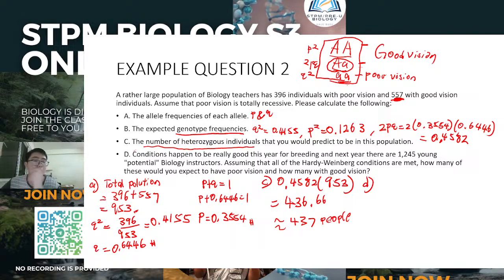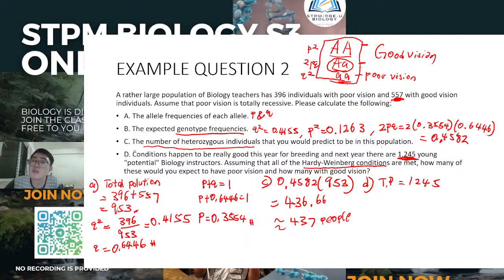Okay, next we proceed to part D. Part D is a longer question. Conditions happen to be really good this year for breeding, so next year there are 1,245 young individuals. Assuming that all of the Hardy-Weinberg conditions are met, how many would you expect to have poor vision and how many with good vision? Meaning this question already gives you a changed total population. Because maybe there was breeding and other changes, the population has increased. So the total population becomes 1245 already.